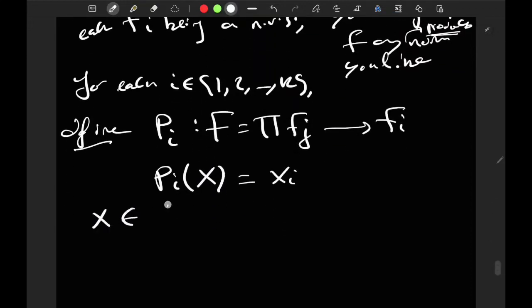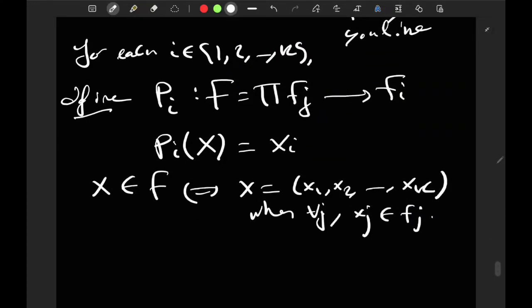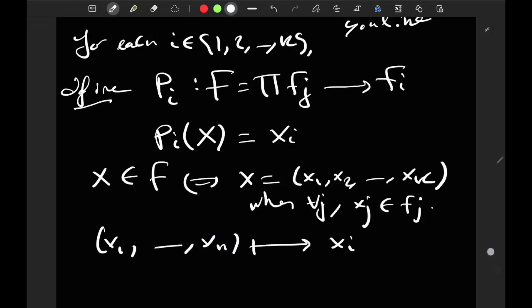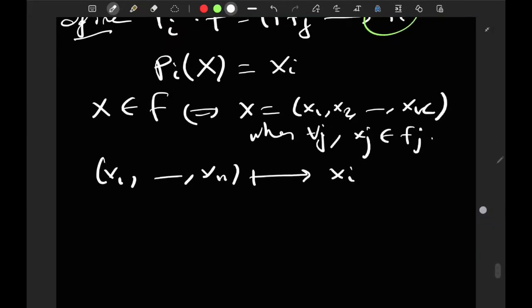x being inside F is saying that x is some (x_1, x_2, up to x_k), where for all j, x_j belongs to F_j. So then what I'm doing is taking this (x_1 up to x_n) and mapping it to its ith coordinate, which is an element of F_i. So that's literally projection the way we understand it.